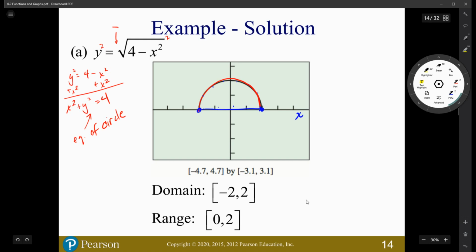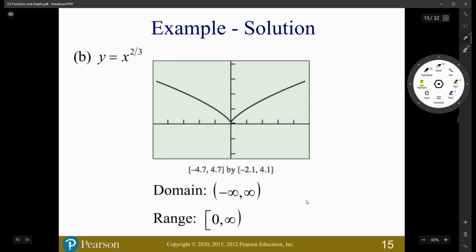The range is also closed from 0 to 2, and I believe that makes sense as well, because if we look at the y values, remember the y's are the range, we start at 0 being defined, and we go all the way up to the number 2 on the y-axis.